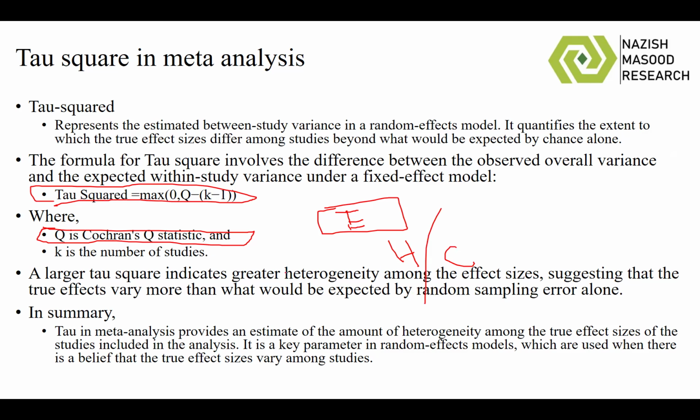Now, the formula for tau square involves the difference between the observed overall variance and the expected variance under a fixed effect model. So this is the tau square formula for the fixed effect model. Overall, we normally apply tau square when we are dealing with a random effect model, generally speaking.